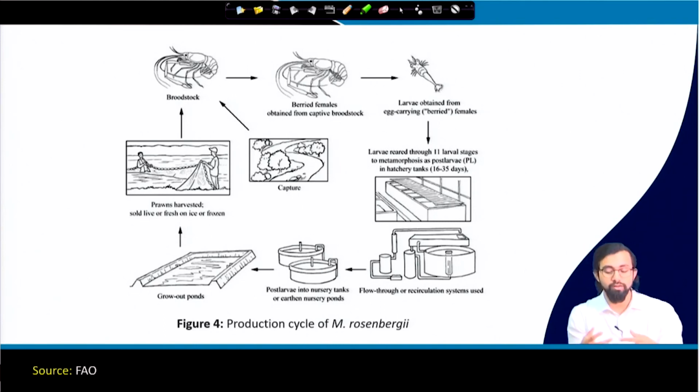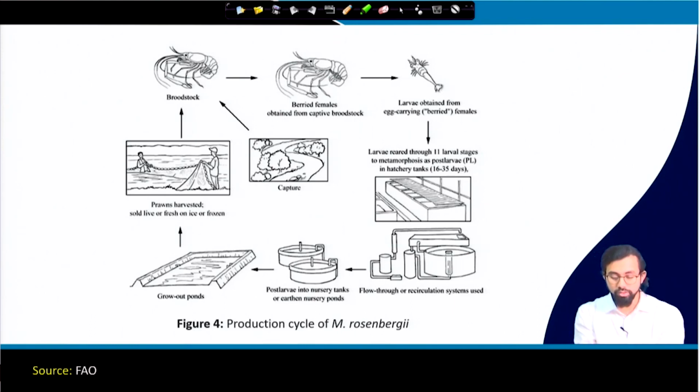From these berried females they produce these eggs. They then produce egg-carrying females. The eggs are hatched and the larvae are provided. Larvae are obtained. This larva passes through 11 larval stages to metamorphosis to the post-larval stage. For this it will take 16 to 35 days in a hatchery tank.